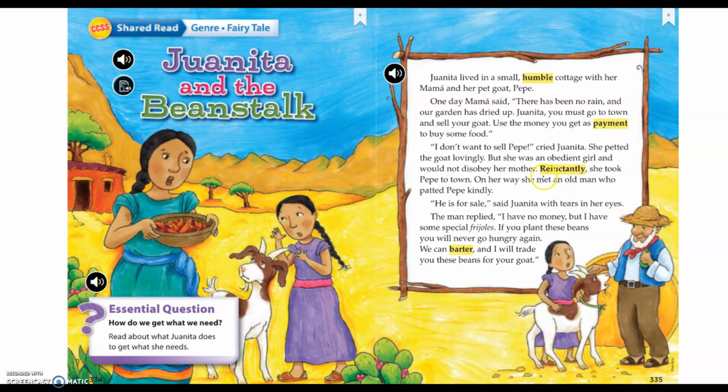So I see at first she doesn't want to sell Pepe. Reluctantly means she doesn't really want to do it, but she does it anyways. So she takes Pepe to town to sell him.